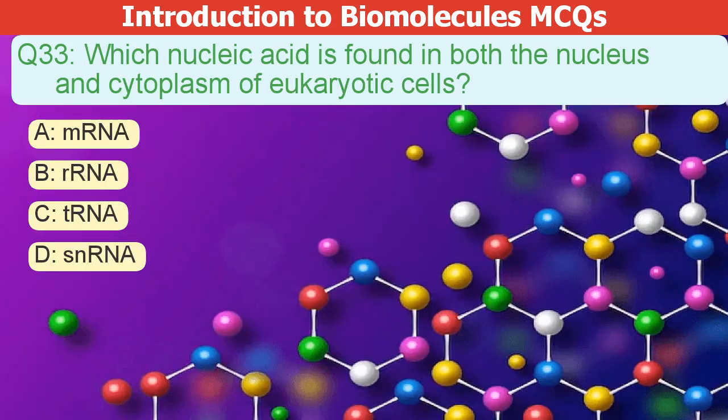Which nucleic acid is found in both the nucleus and cytoplasm of eukaryotic cells? A. mRNA. B. rRNA. C. tRNA. D. snRNA.